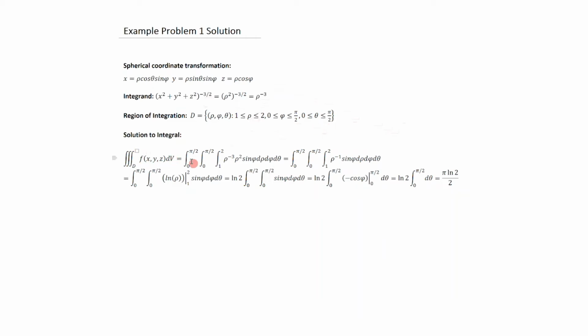So this integral now just in spherical coordinates just becomes, here's the integrand, here's the differential volume associated with spherical coordinates, and here are the bounds on rho, phi, and theta. And so if you simplify the first two terms, this just becomes rho to the minus 1. First we integrate with respect to rho, holding phi and theta constant. Then we integrate with respect to phi, holding theta constant. And finally, we integrate with respect to theta. In this case, the answer just is pi ln 2 over 2.